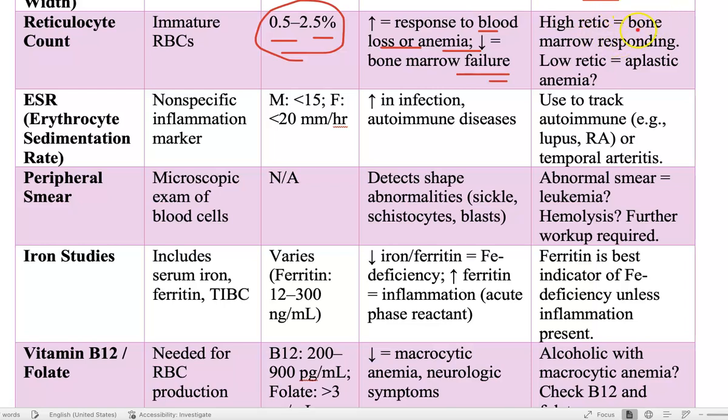So a high retic count means the bone marrow is responding. Low retic count means what? Aplastic anemia.